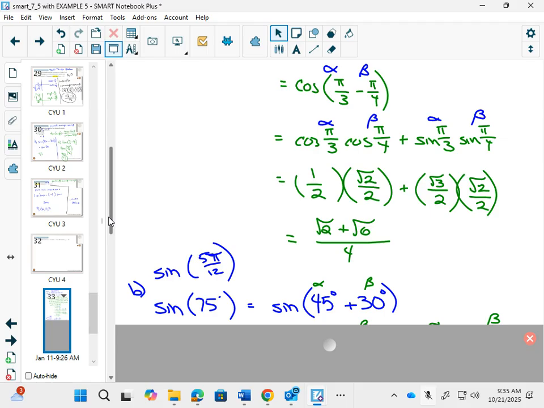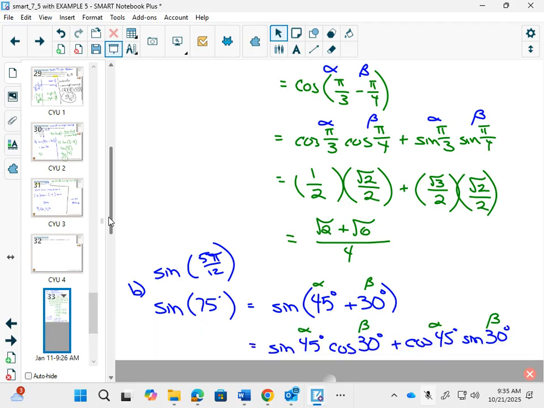So since I can write 75 degrees as 45 degrees plus 30 degrees, 45 degrees would be my alpha, 30 degrees would be my beta. I go to my formula sheet, and I see that my sine alpha plus beta formula is sine alpha cos beta plus cos alpha sine beta.